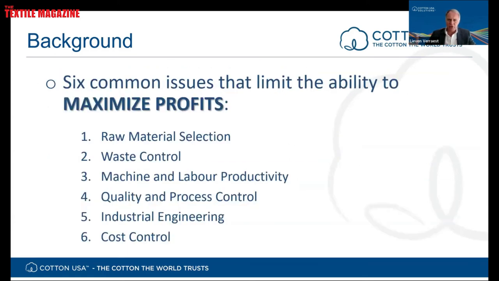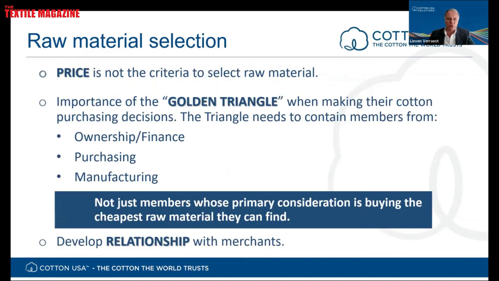In my presentation, I will focus on the main six common issues which we see in every mill that we have visited. These are raw material selection, waste control, machine and labor productivity, quality and process control, industrial engineering, and finally cost control.